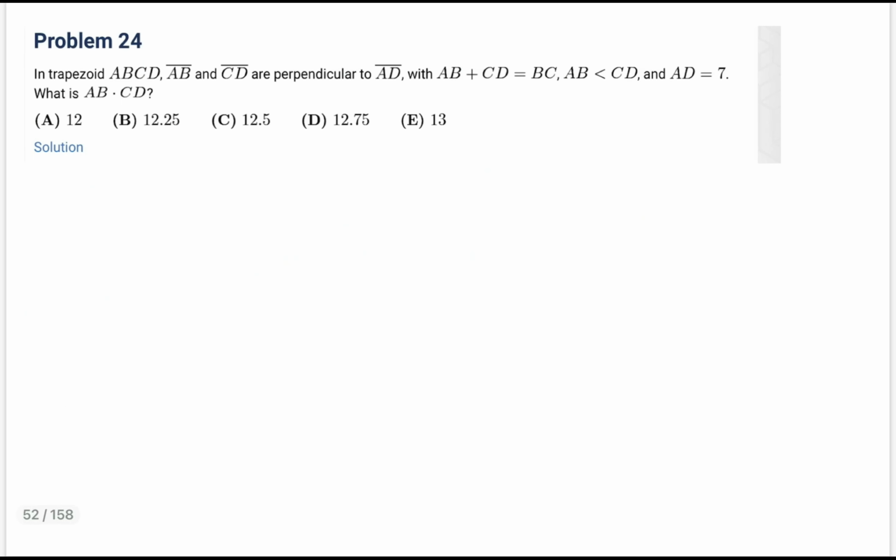Problem 24. In trapezoid ABCD, AB and CD are perpendicular to AD, with AB plus CD equals BC. AB is less than CD and AD equals 7. Okay, so let's have the trapezoid. It could be like this, maybe.